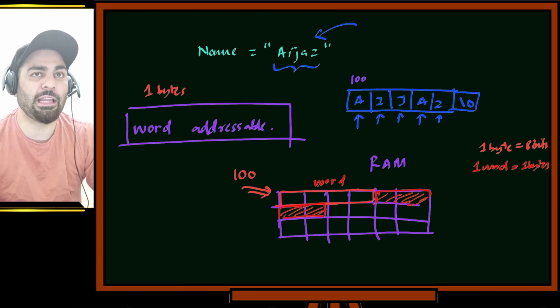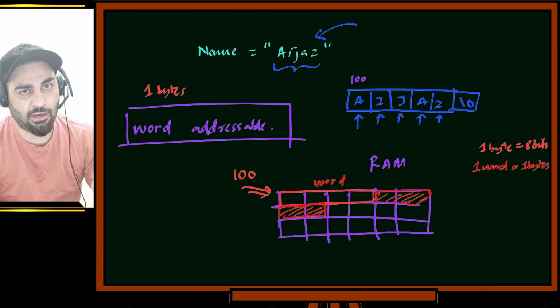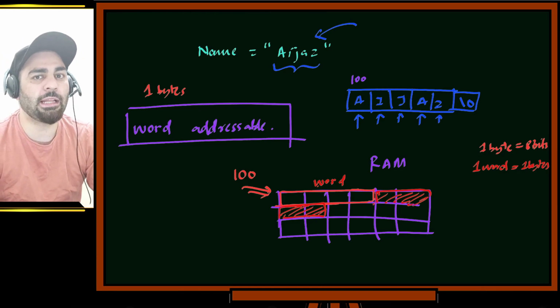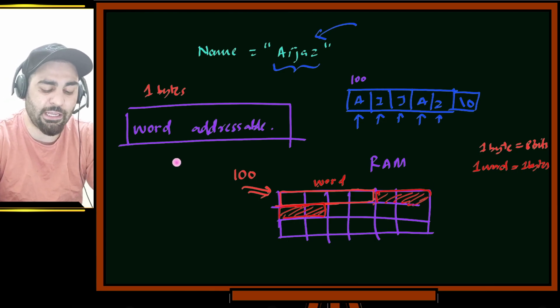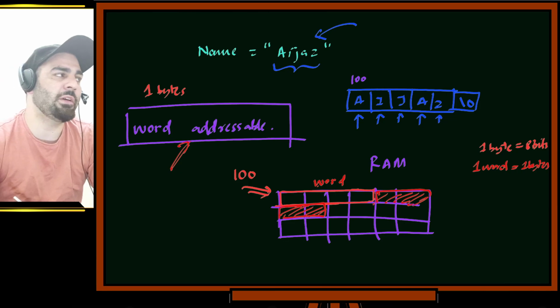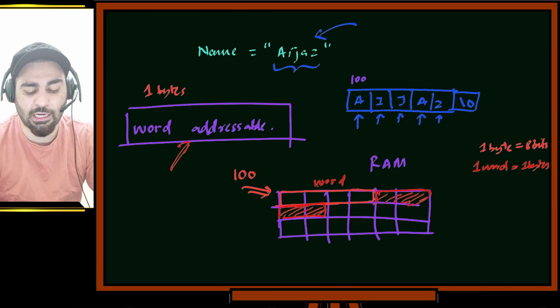We have to give names to these memories, in order to retrieve some data and in order to store some data. This memory has to be given names, and each name is given to one word, and these names usually are some numbers.